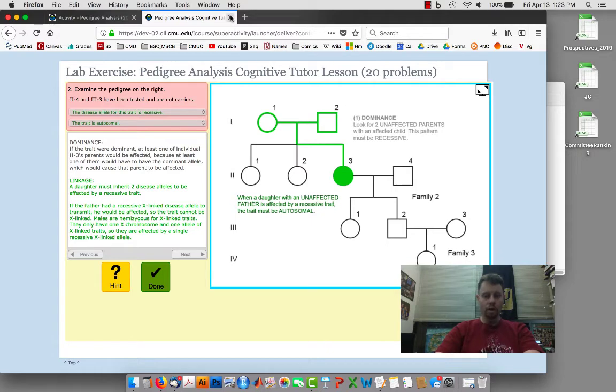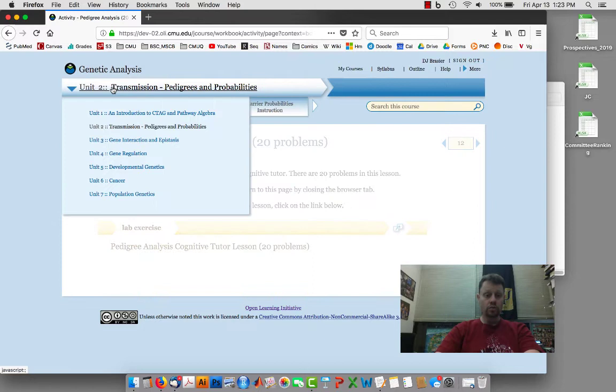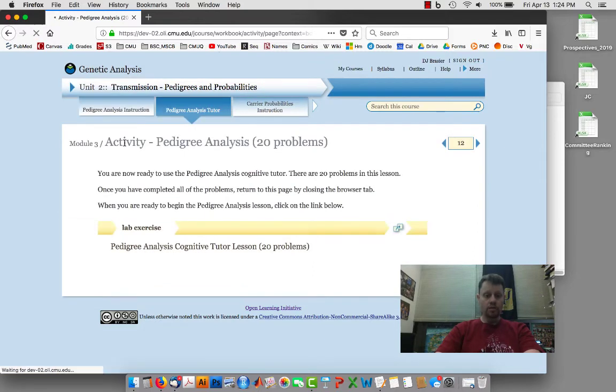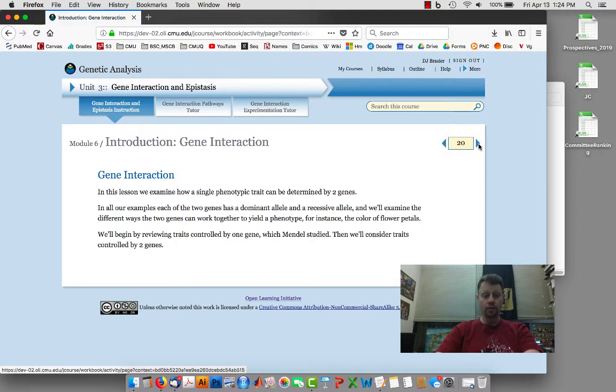I won't go through all of the pedigree problems, but I did instead want to skip ahead to show some of the more complicated cases that we'll be looking through. So for example, in this gene interaction, first of all, there is a large amount of review information that is highly important to read through and gives you a great review of a lot of different pieces of information related to gene interaction and epistasis in general.